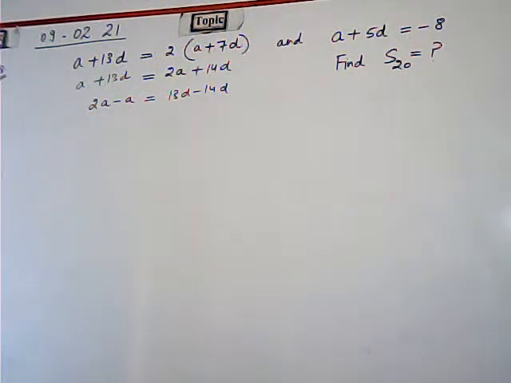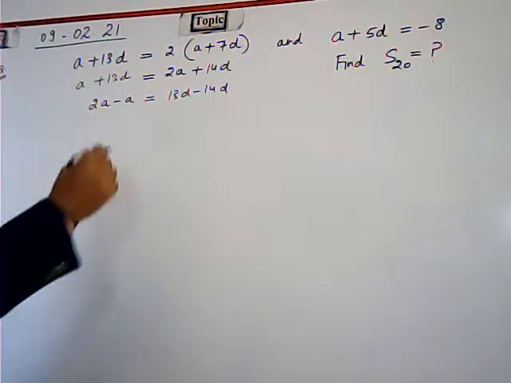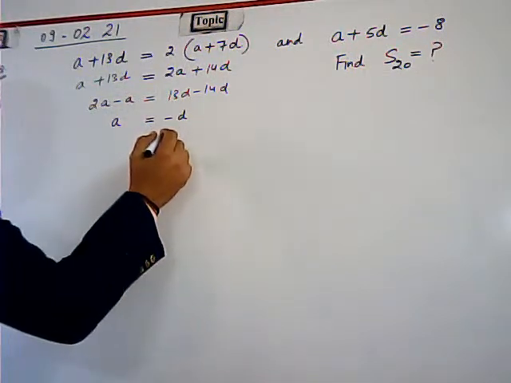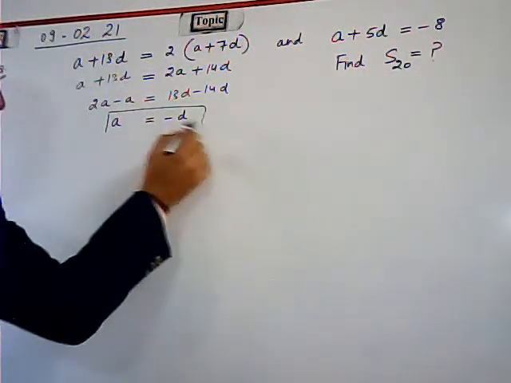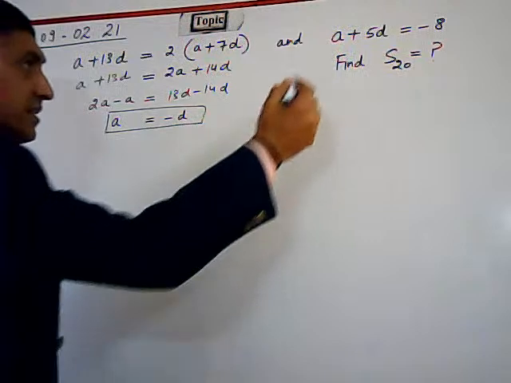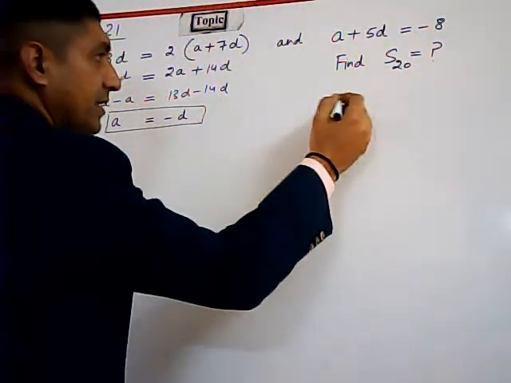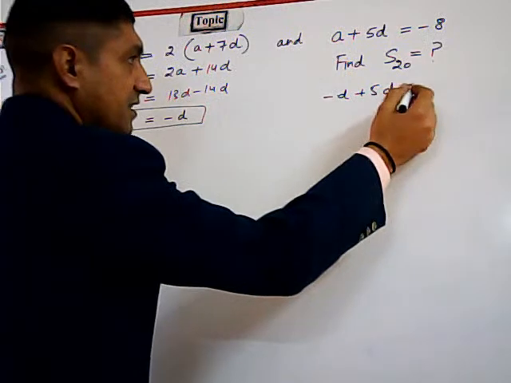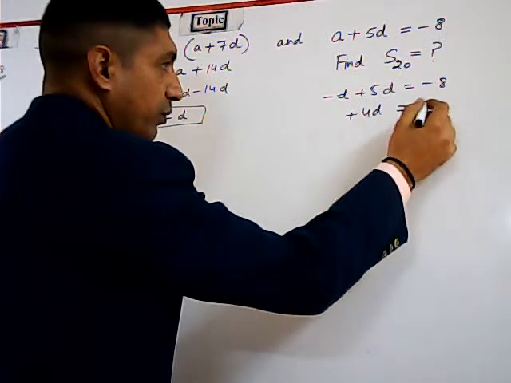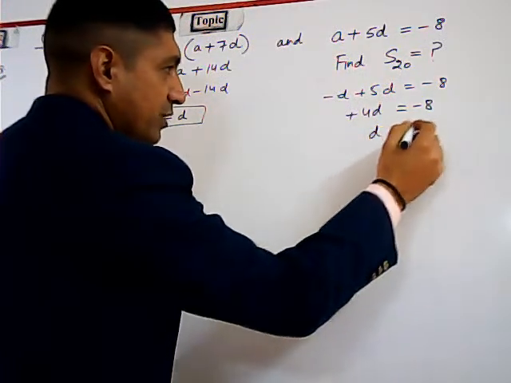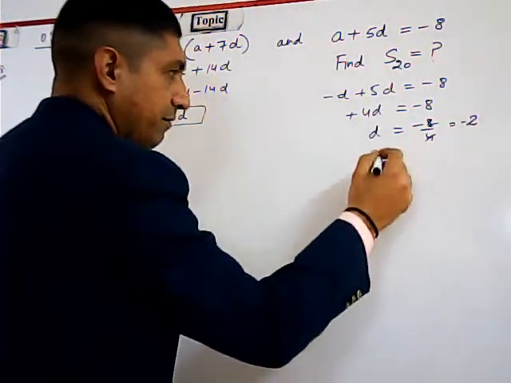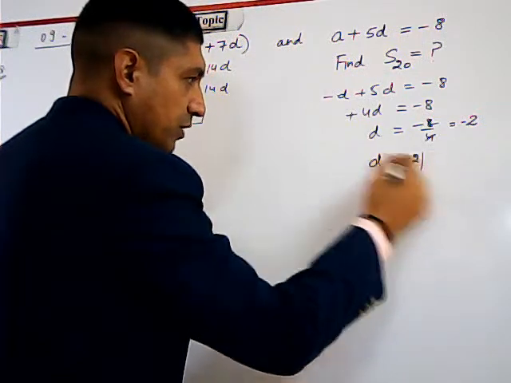Right? So here what we have, a is equal to minus of d. Okay. So here a is equal to minus d. So minus d plus 5d is equal to minus 8. So 4d is equal to minus 8, or d is equal to minus 8 upon 4, that is minus 2. So common difference in this case is minus 2.